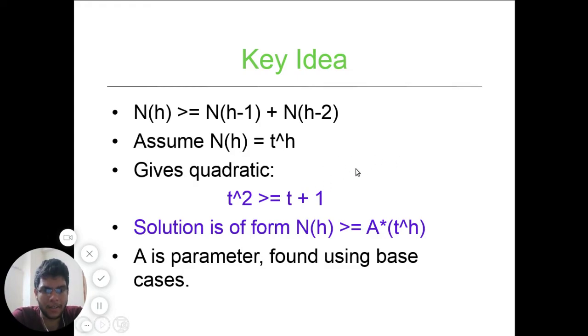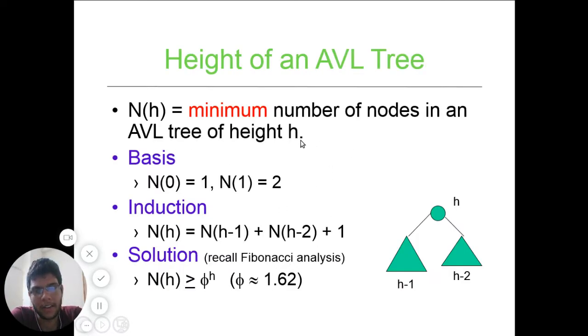The solution to such a recurrence is n of h equal to a times phi to the power h. A is a parameter found using base cases. We had two bases, as you can see in this slide.